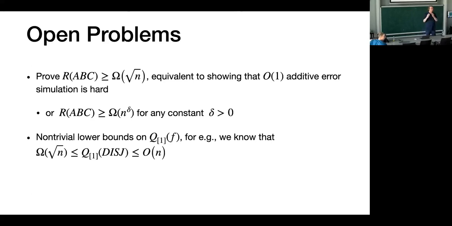Alice gets a subset of 1 up to n. Bob gets a subset of 1 up to n. And they want to know if the sets intersect or not. Just whether they intersect at all. You can also consider computing the size of the intersection, but that's actually harder.